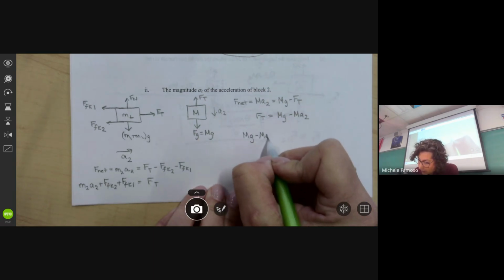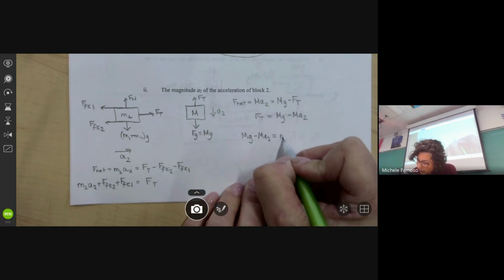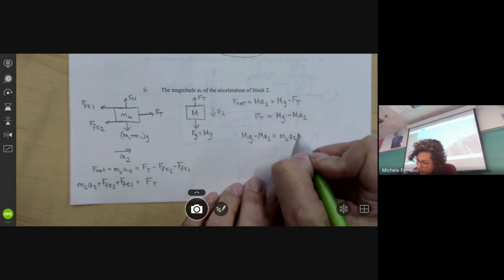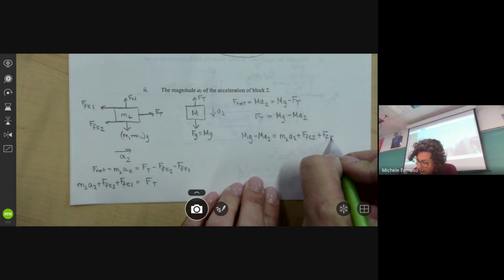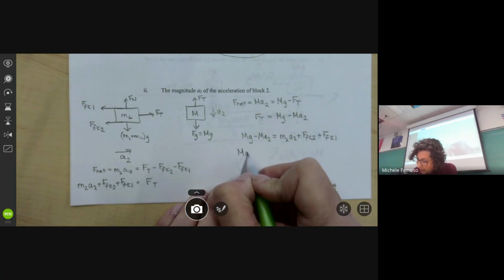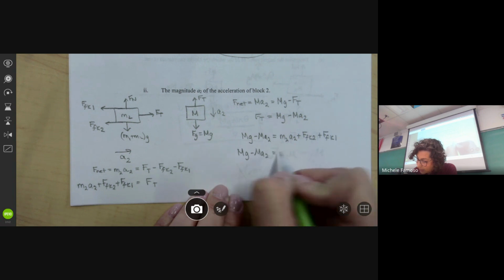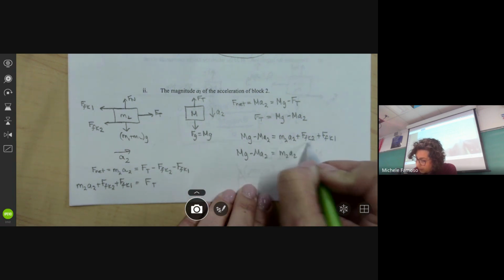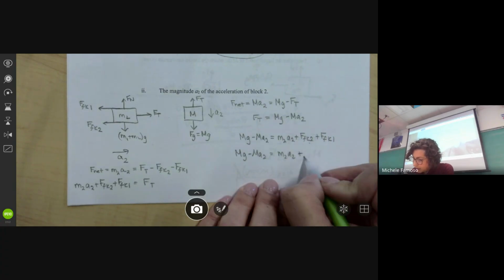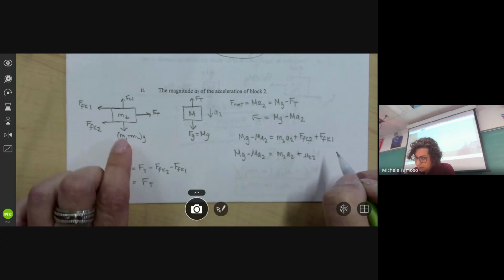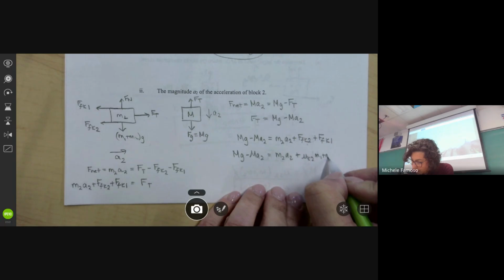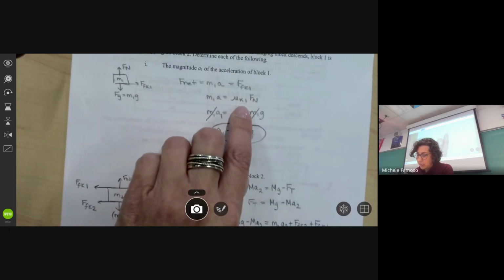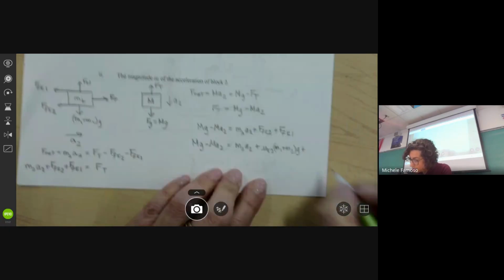Set the two tensions equal. mg minus ma2 is equal to m2a2 plus Ffk2 plus Ffk1. The left side stays the same. The right side, I have to replace these forces. This is mu K2 times the normal force on the bottom surface, which is M1 plus M2 times G. This is what we had here, mu K1 times M1G.